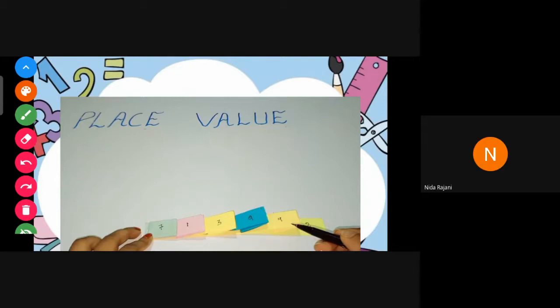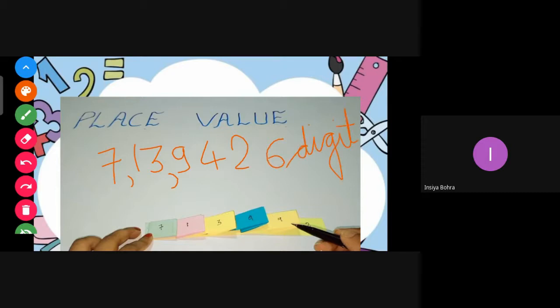Any number you can write. Any color you can use, any strip you can use, or any number also you can write. Here they have written this number, 7139442. So it is actually 7 lakh 13,942. You can use any number, a 6-digit number. We have to use different colors, because if you use the same color you will get confused. How will you show one digit, one place?